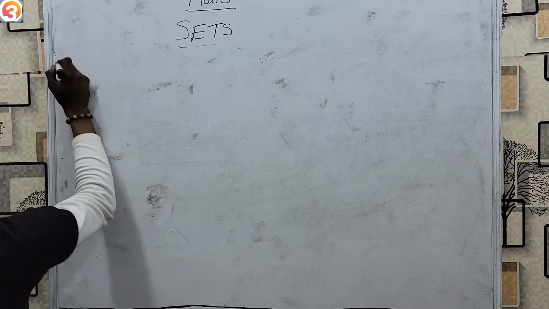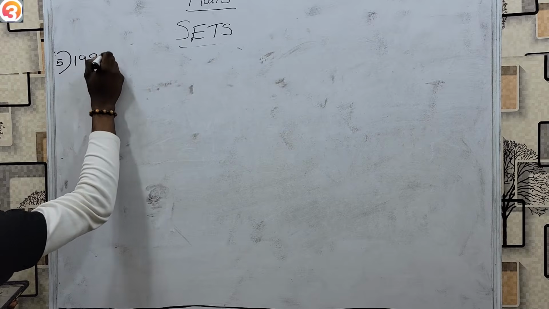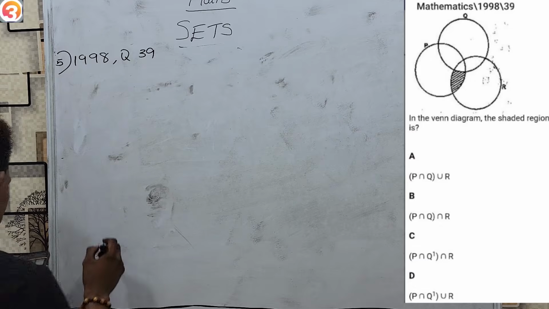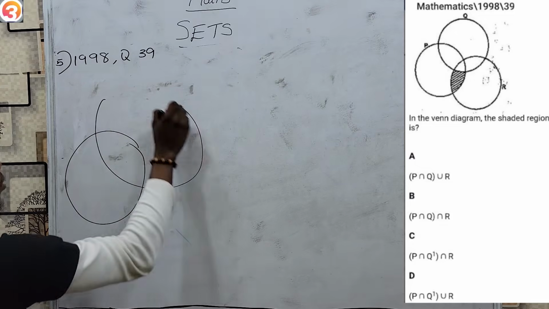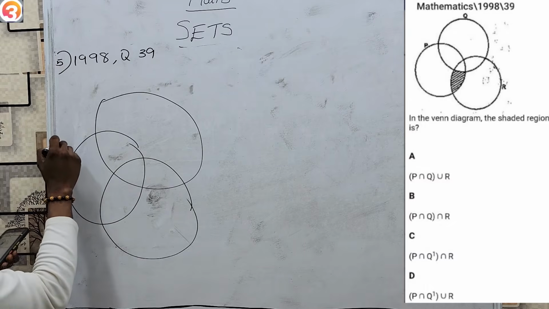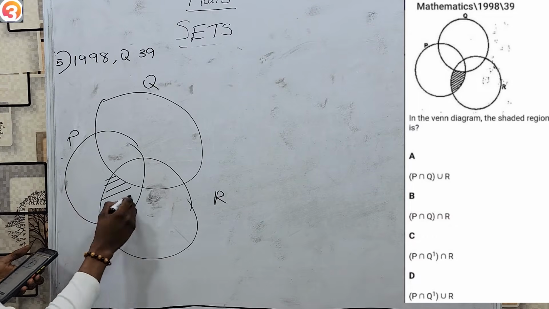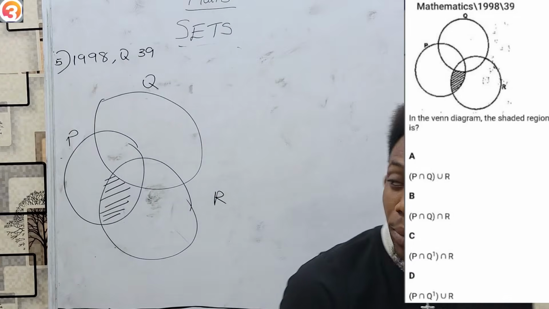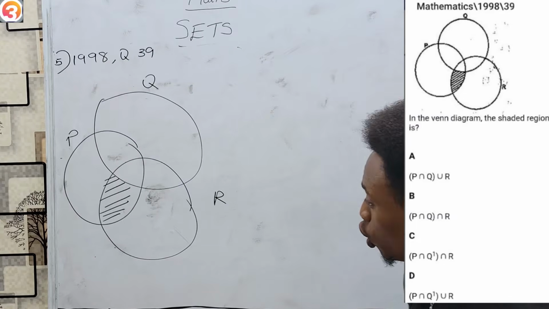So let's see. For our fifth question, we shall be going to the year 1998, question 39. And this one comes with a diagram. We have 3 sets, and okay, this is P, this is Q, this is R, and just this part is shaded. The question is asking me to name this shaded region. Which part is shaded? Now let's try and analyze this without going through our options too much.